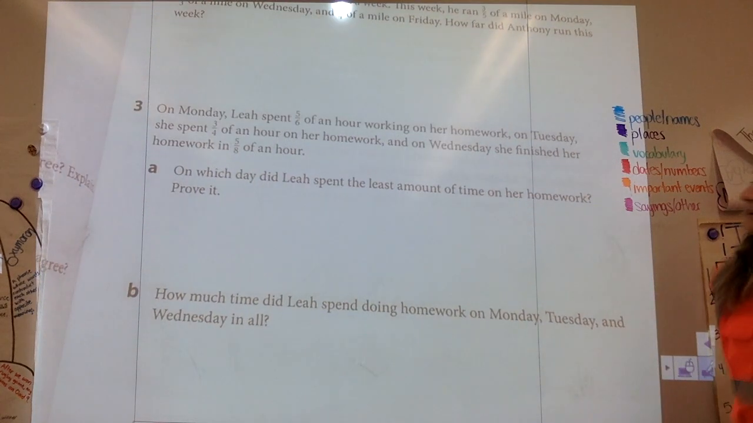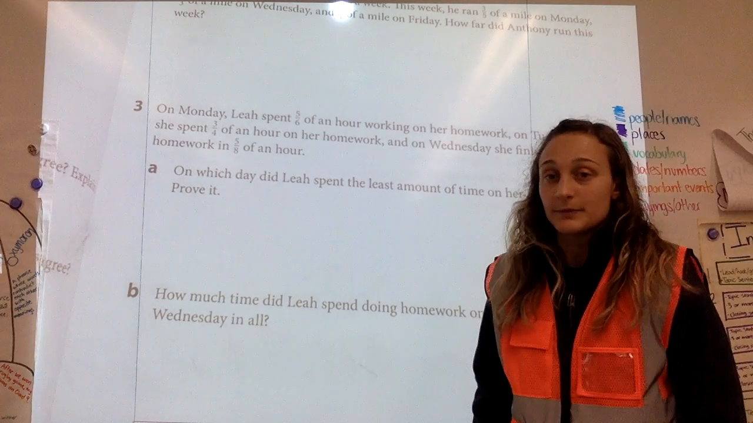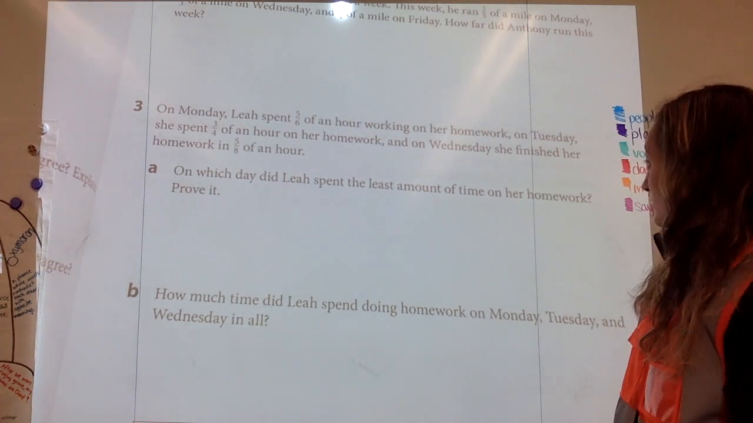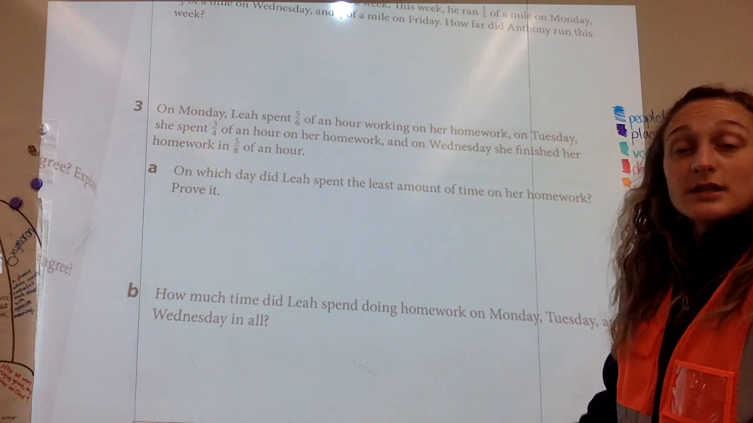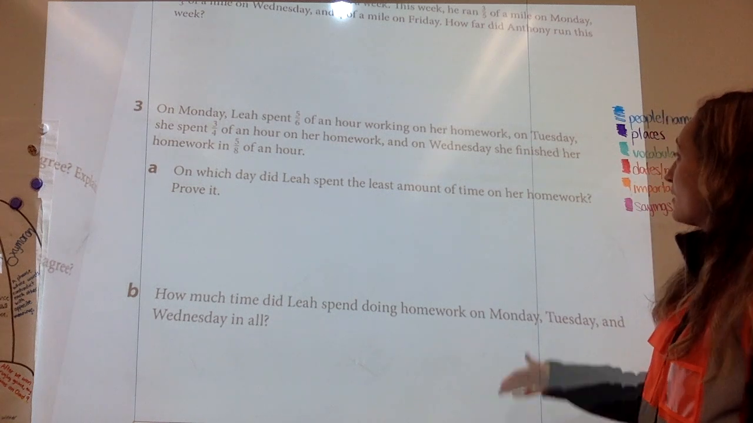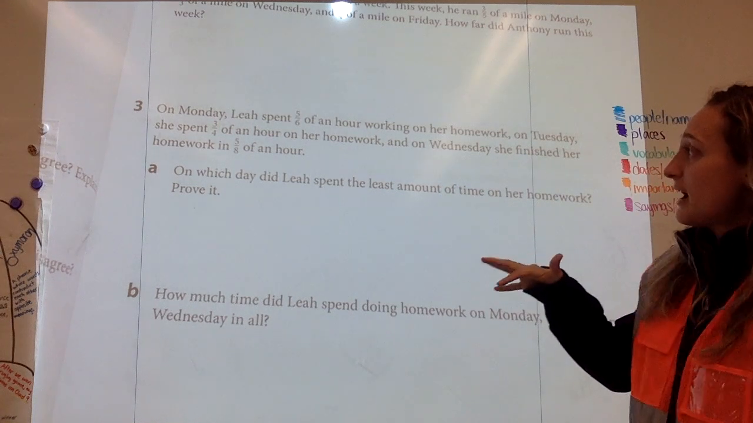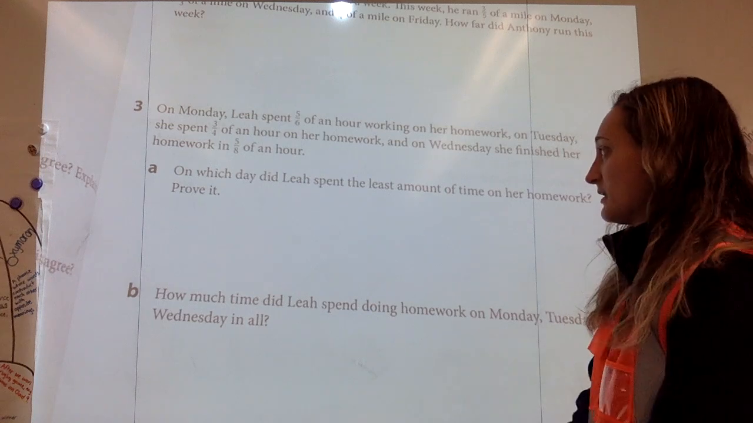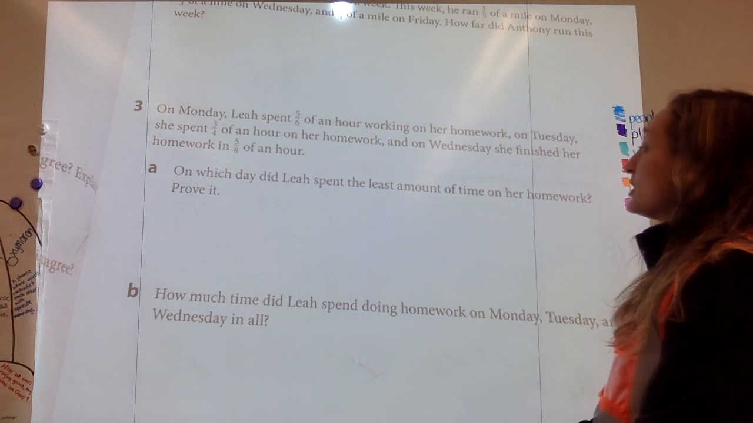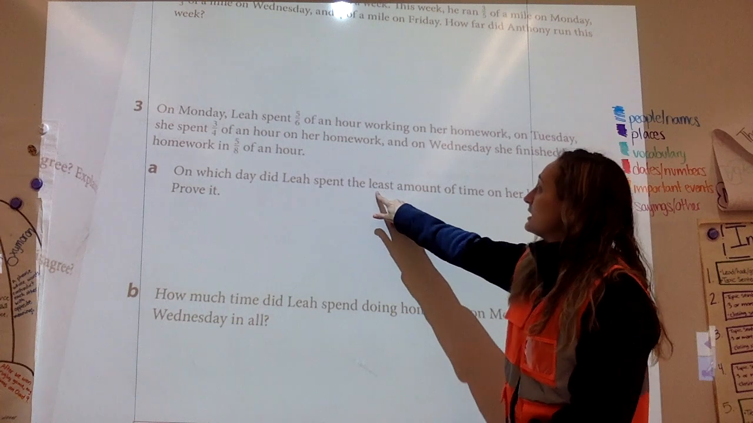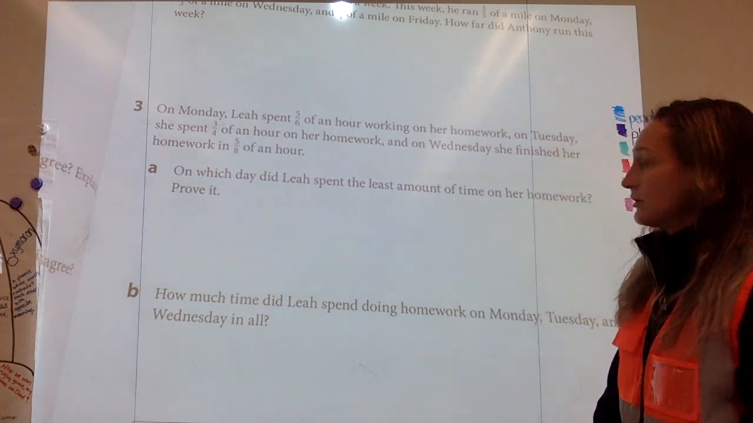On Monday, Leah spent 5/6 of an hour working on her homework. It's probably a long time. On Tuesday, she spent 3/4 of an hour on her homework. And on Wednesday, she finished her homework in 5/8 of an hour. Okay? In part A, on which day did Leah spend the least amount of time on her homework?